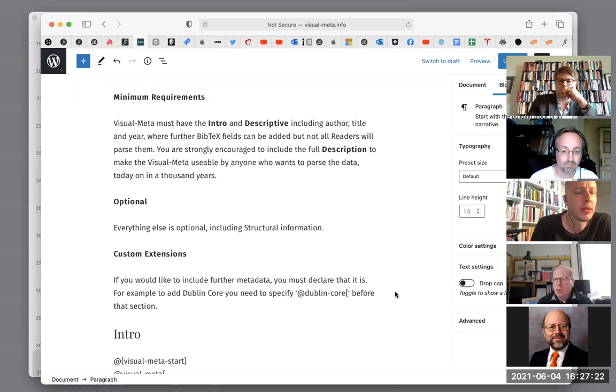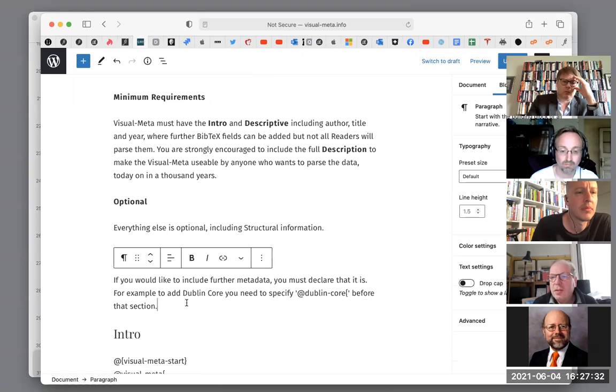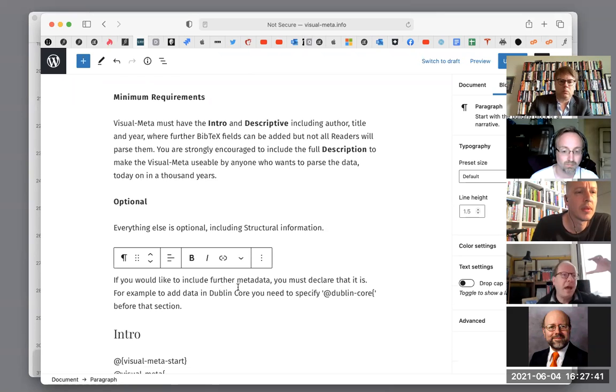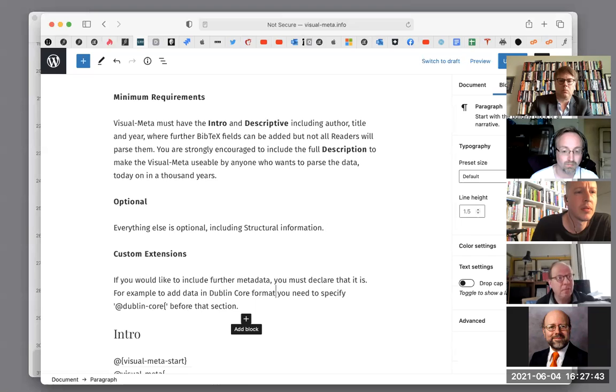So I thought, looking, for instance, at the thing about Dublin Core, even if you know what Dublin Core is, it doesn't tell you how to add data in Dublin Core format. You see what I mean? Basically, if you want to nest, because that's effectively what you're doing, you're nesting inside the overall Visual-Meta. Hang on, Mark, this is really important what you're saying.